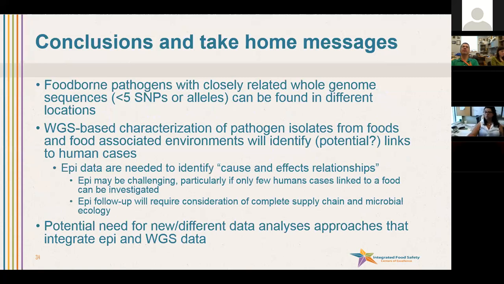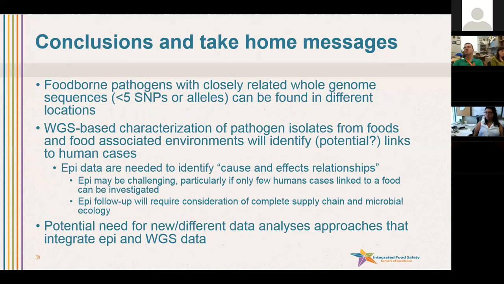Second conclusion, when we start to see more and more characterization of pathogen isolates from foods and food-associated environments, we will find more potential, maybe real, links to human cases. Whole genome sequencing alone, because of what I said in bullet 1, is not sufficient to say that the same whole genome sequence in a food or processing plant and in a human means a cause and effect relationship. Epi investigations are needed. They can be challenging because very often we may only have a few human cases. Epi follow-up needs to consider the complete supply chain, microbial ecology, and alternative hypotheses, and it's going to be called upon more often to investigate those.